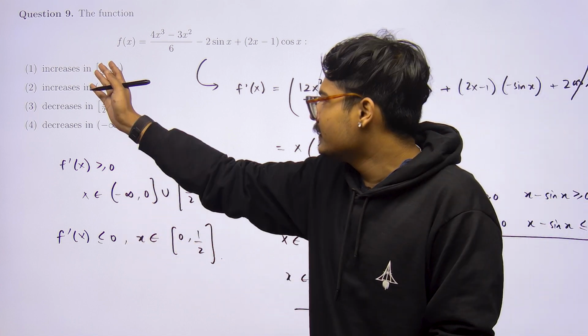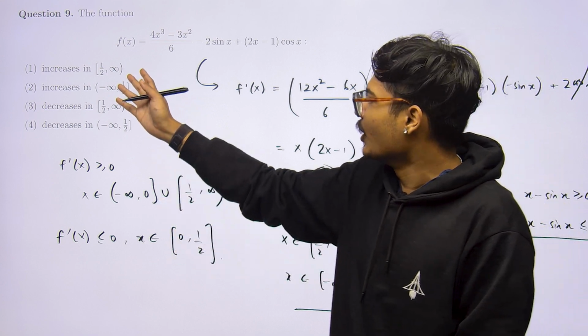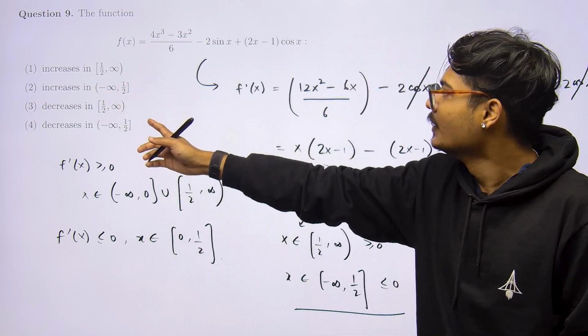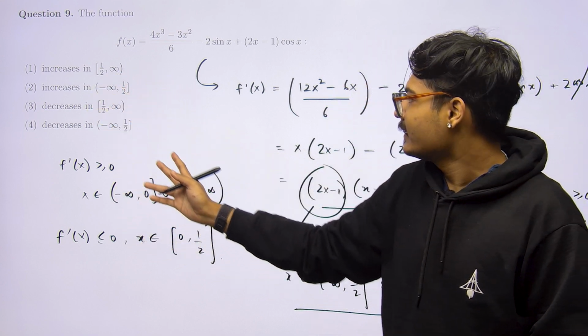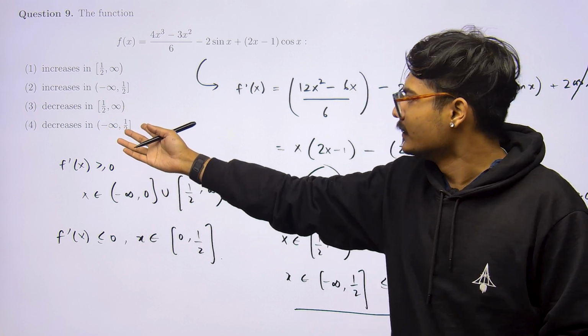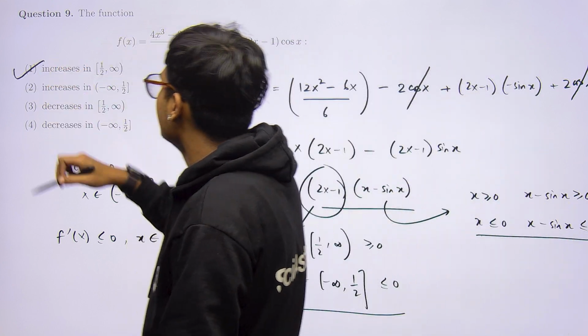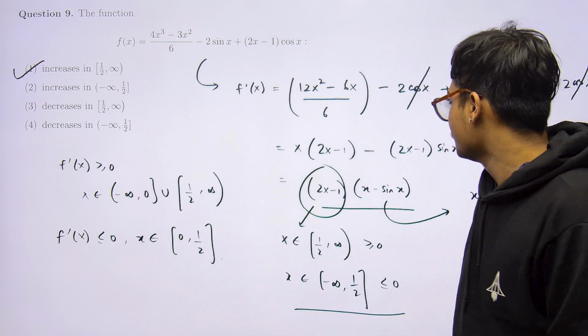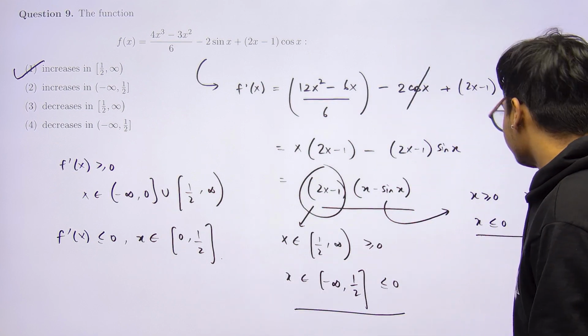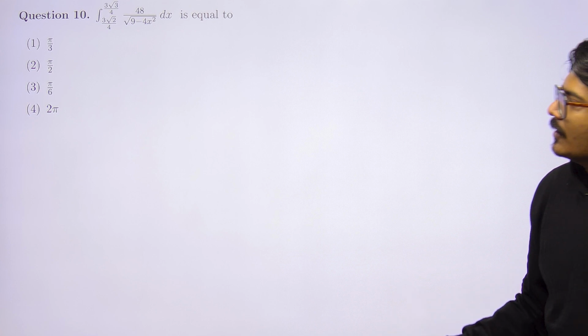So if I compare this with the options, you can see that the first option is true, the second option is incorrect, the third option is also incorrect, so is the fourth one, right? So option A, or option 1, is your correct answer, right? So this is question 9. Coming to the next one, you have to find the value of this integral.